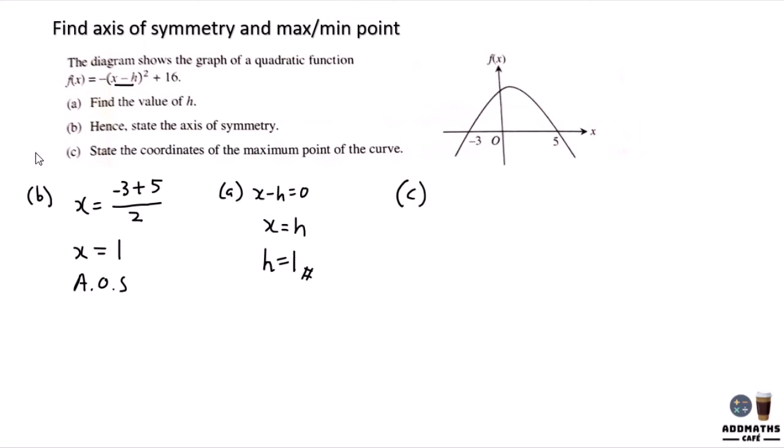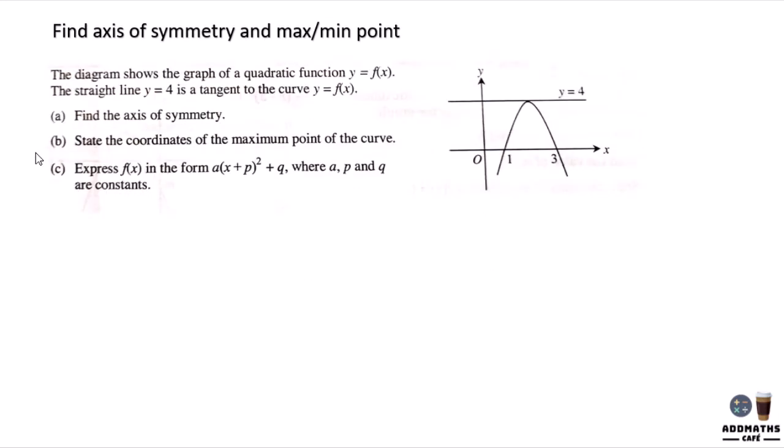And C, you are required to find coordinates of the maximum point. To find coordinate of maximum point, you need x and y. Now you already know that your axis of symmetry is 1, so your x here will be 1, and your y will follow your value here, 16. So the value here, which is also called the maximum value, if you combine these two together, we will call this the maximum point. Alright?